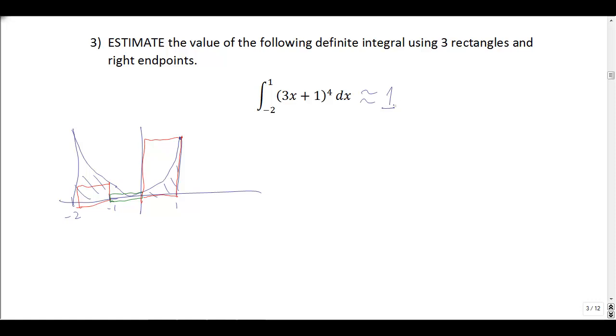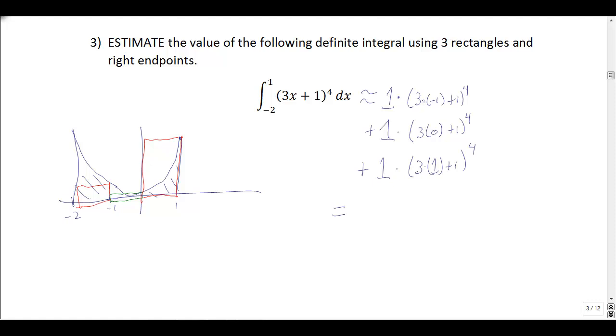So we'll take the width times the height. Height here is f of -1. So that's (3 times -1 plus 1) to the 4th. So that's the first rectangle. Second rectangle, we have 1 times (3 times the right endpoint 0, plus 1) to the 4th. Third rectangle is (3 times, we're using a right endpoint of 1, plus 1) to the 4th.